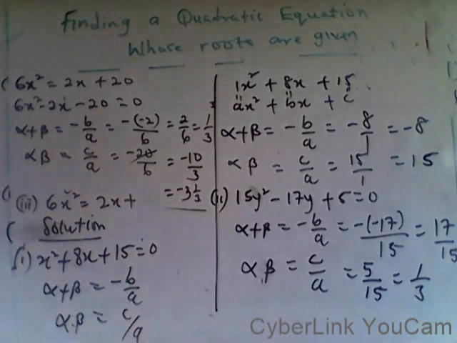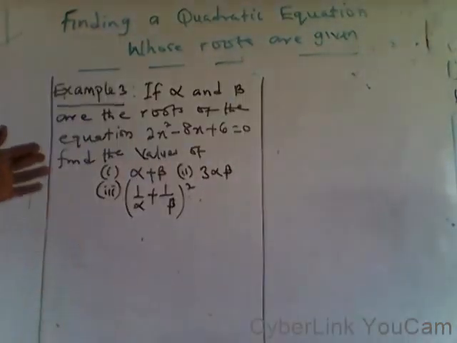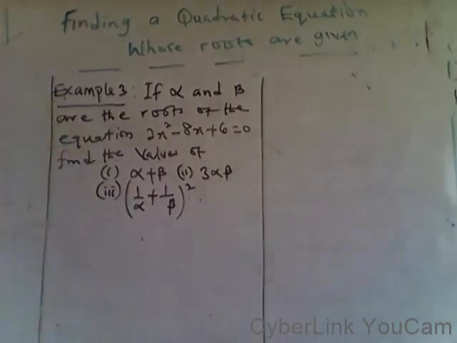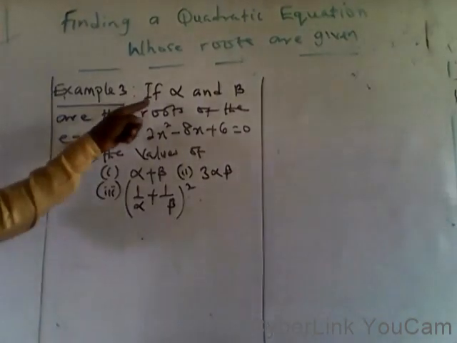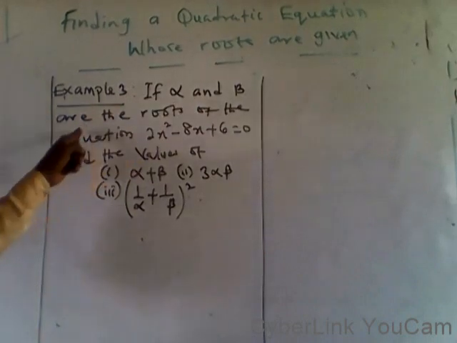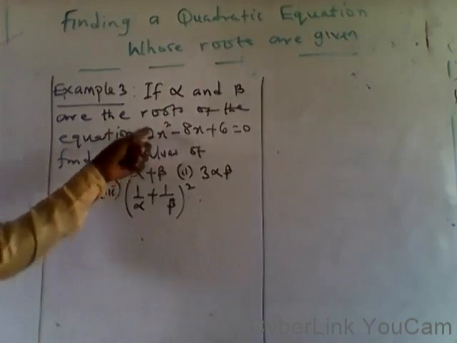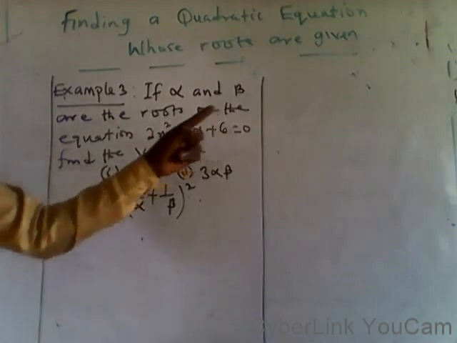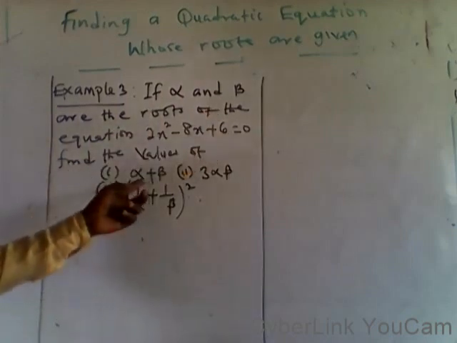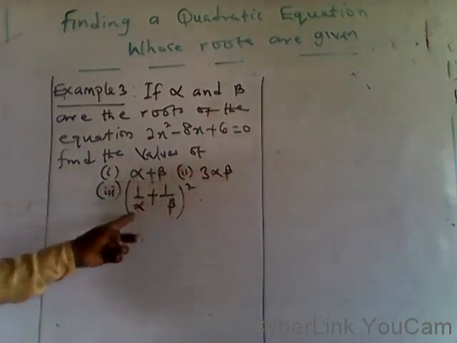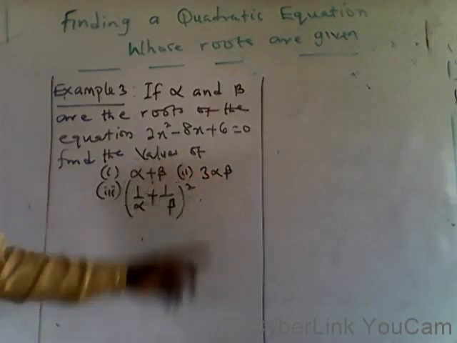So we now go to example 3. The question under this topic can still come in this form. Here, you were told that if alpha and beta are the roots of the equation 2x squared minus 8x plus 6 equals 0, find the value of alpha plus beta, 3 alpha beta, and 1 over alpha plus 1 over beta, everything squared.